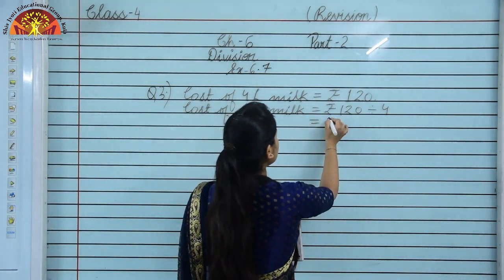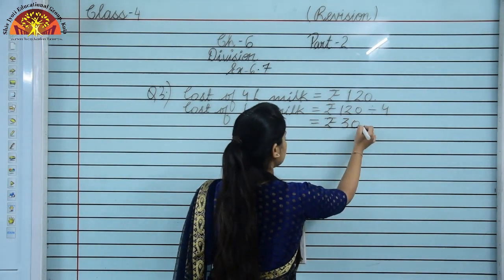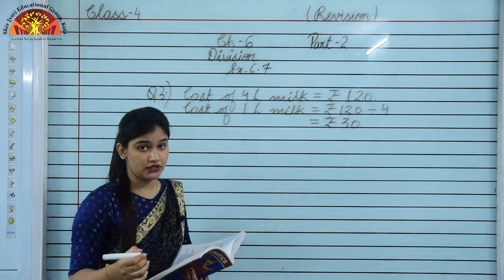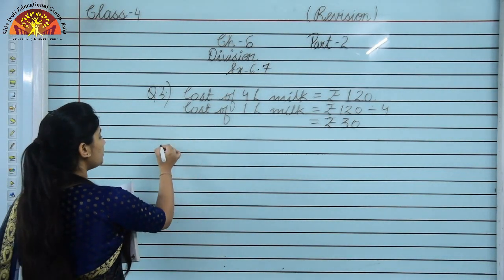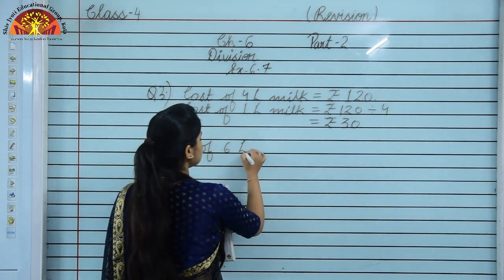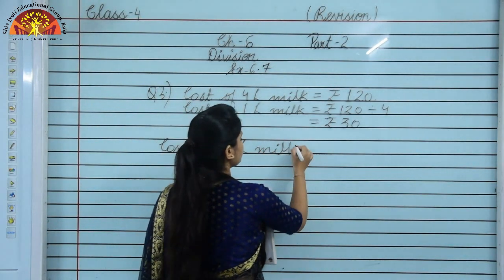Cost of 1 liter milk is rupees 30. Now the question is asking the cost of 6 liter milk. 6 लीटर मिल्क का कॉस्ट, अब हमें क्या करना है? फाइंड करना है, कॉस्ट ऑफ 6 लीटर मिल्क.